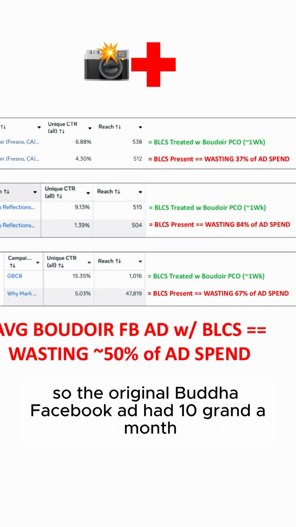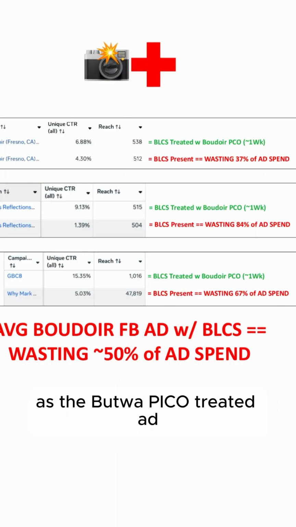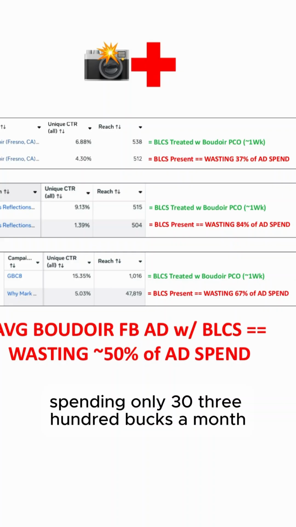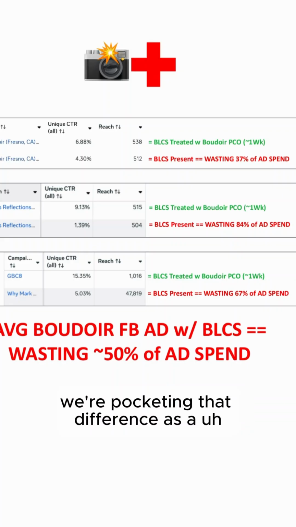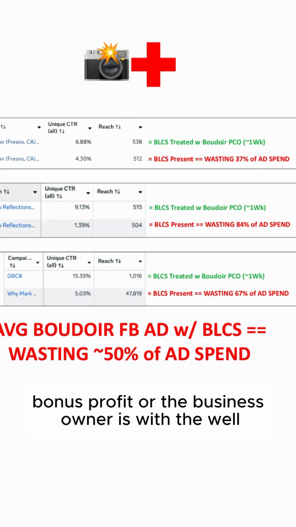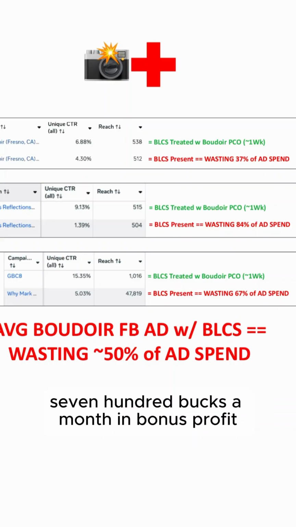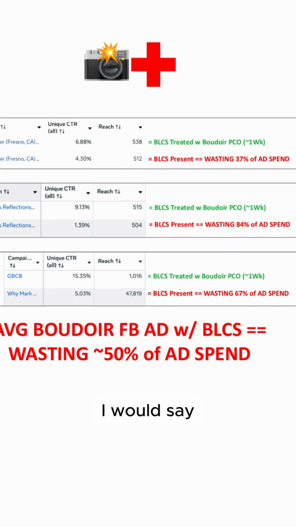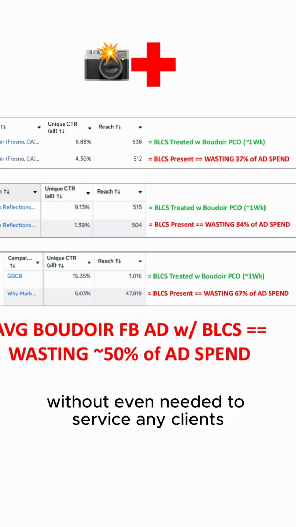So the original boudoir Facebook ad had 10 grand a month. We'll get into the same number of women's brands as the boudoir Pico treated ad, spending only 3,300 bucks a month. So that whole difference, we're pocketing that difference as a bonus profit, or the business owner is, the boudoir photographer is, 6,700 bucks a month in bonus profit by simply not spending that money. I would say, 80 grand bonus in the next 12 months. So insanely good without even needing to service any clients.